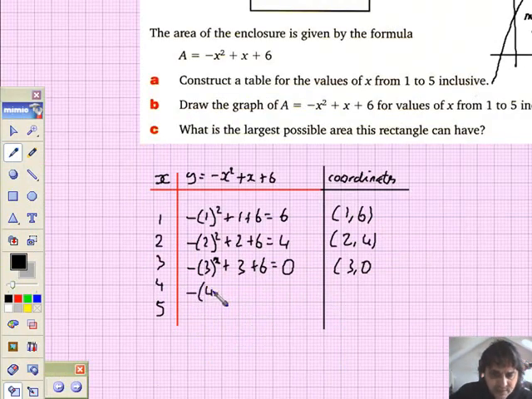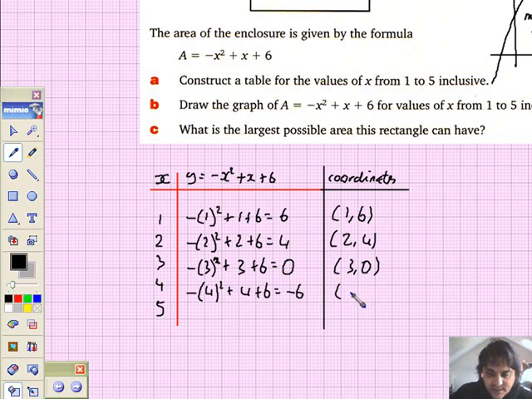Next one, minus whatever 4 squared is, plus 4 plus 6. So minus 16 plus 10 is minus 6, isn't it? Okay, so minus 16 plus 10 is minus 6. So that's going to be 4, minus 6. And finally, minus whatever 5 squared is, plus 5 plus 6. So minus 25 plus 5 is minus 20. Add on 6, minus 14. So we've got 5, minus 14.